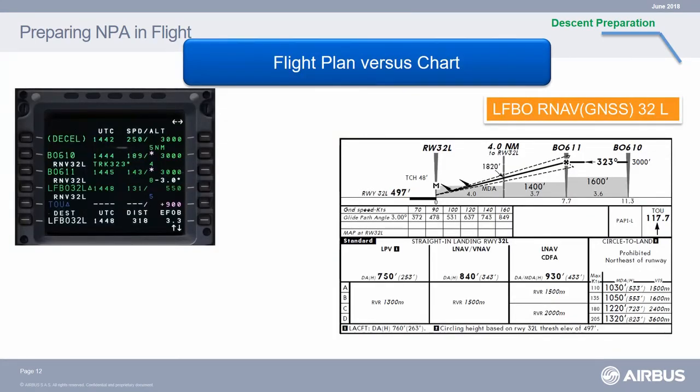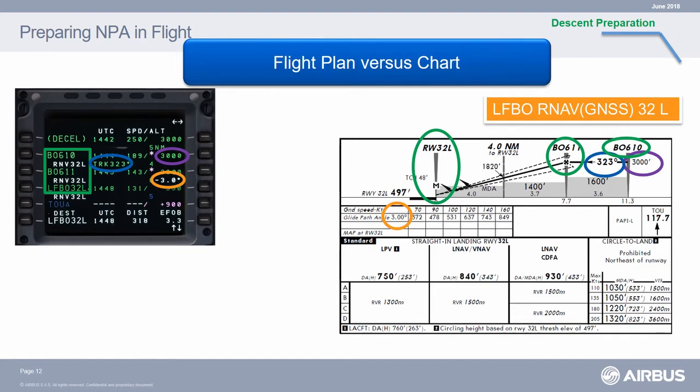You insert the approach in the FMS and will have to check the flight plan versus the published approach chart. This check is made to ensure that you have selected the correct approach in the FMS and that the aircraft will fly the correct trajectory with the managed guidance. You will check the waypoints, the final approach course, the altitude of the intermediate segment, and the slope of the approach.